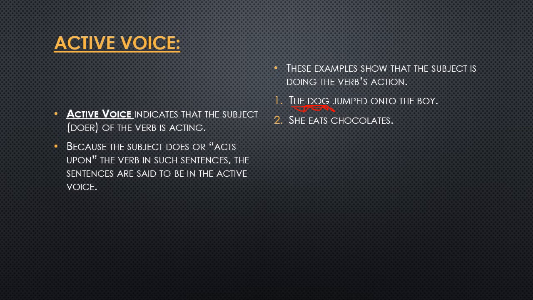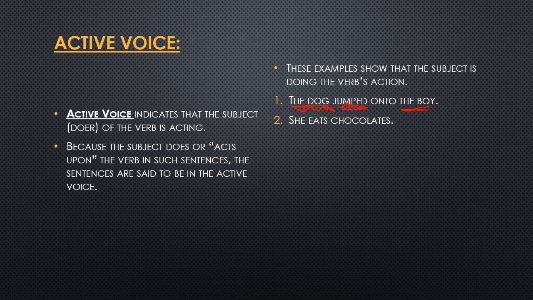Jumped is the verb in this sentence, and the action is performed by the dog. The one on whom the action is performed is the boy. So the boy is an object here. Understand? The boy is an object here. So this sentence has a subject, its verb and its object.